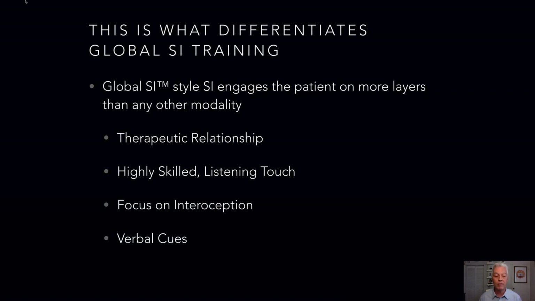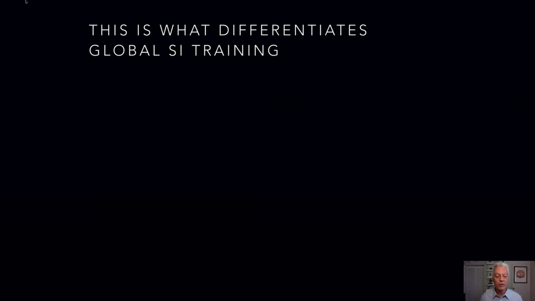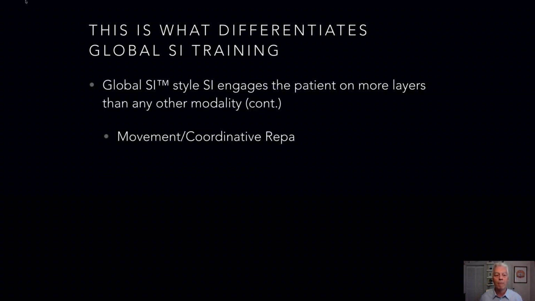And verbal cues. We give lots of very specific language that speaks to different parts of the brain to help us get the outcome that we look for. Visual cues. We often give things for them to imagine so that, again, we're affecting more layers of the brain. It stacks the deck in our favor. Movement coordinative repatterning. We work to help them understand how they're moving and how they might move better so that they can own and hold the work.